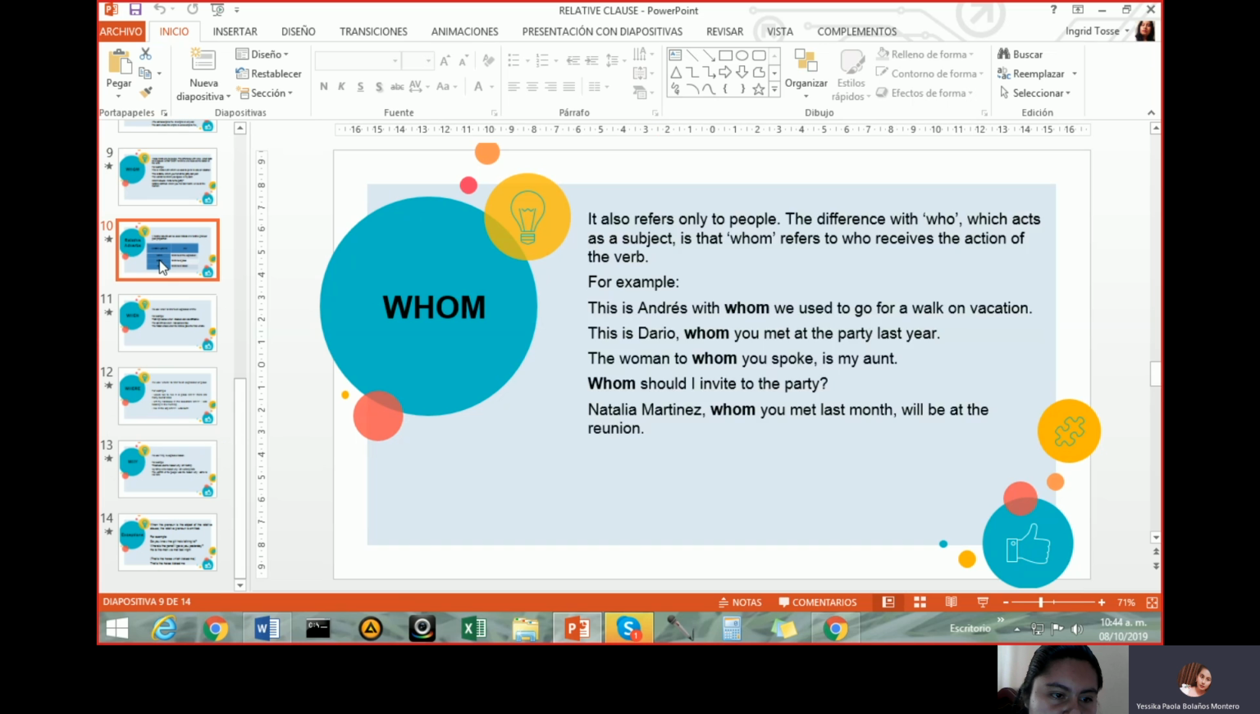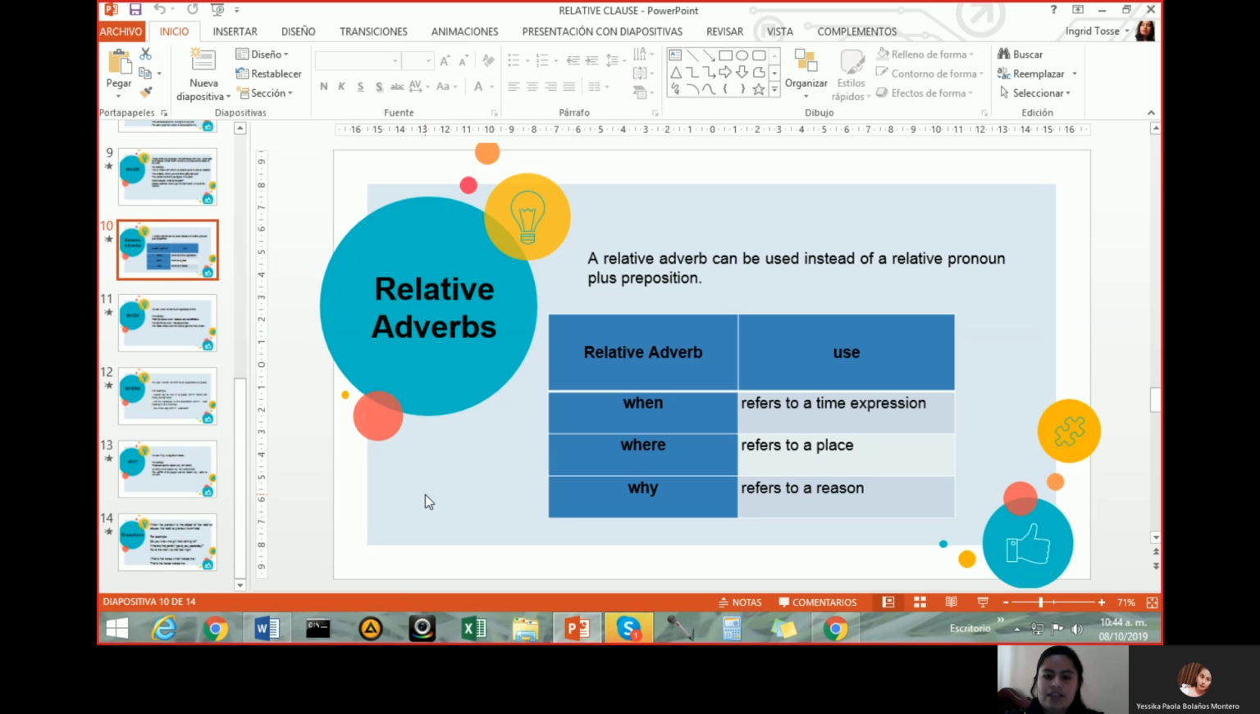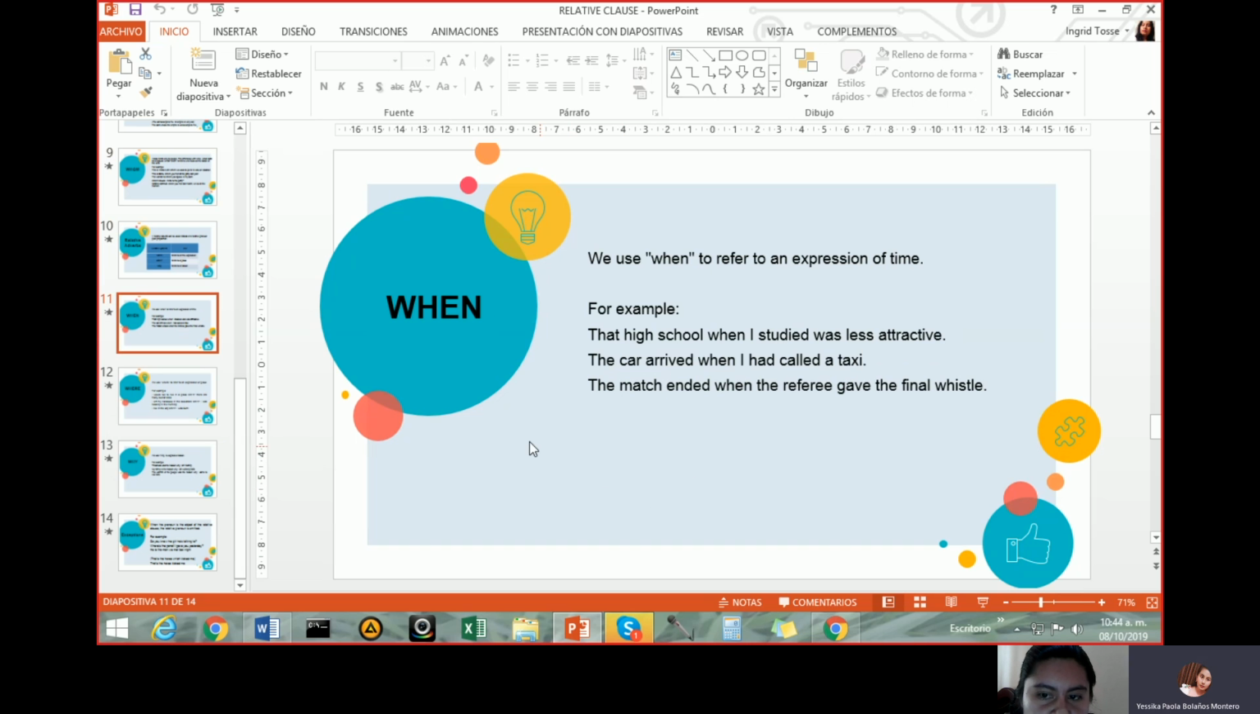Thank you. Okay, perfect. Now with the relative adverbs, we can find when, where, and why. With "when" we can refer to a time expression, with "where" we can refer to a place, and finally with "why" we can refer to reasons. Now with "when" examples, we use it to refer to expressions of time. For example, the high school when I studied was less attractive.